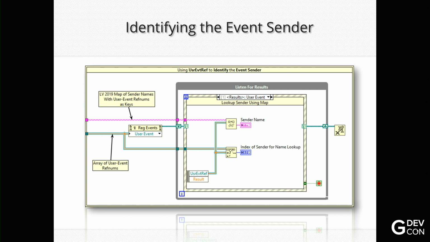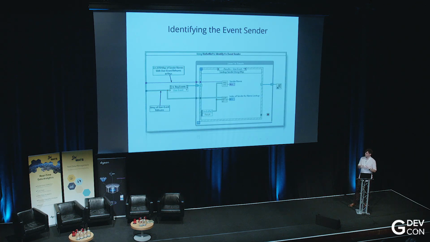So one of the things that I also like with events is that I like lots of architectures where you have multiple clones of things. And if those clones all have the same interface, so maybe they all send out an error on a user event, if you launch those clones, you can bundle up an array of user events and then register on them in one go. And then when it comes to working out which of those clones sent an error, you can use the user event ref inside our event structure. We get it in as a terminal, so we can then do a lookup.